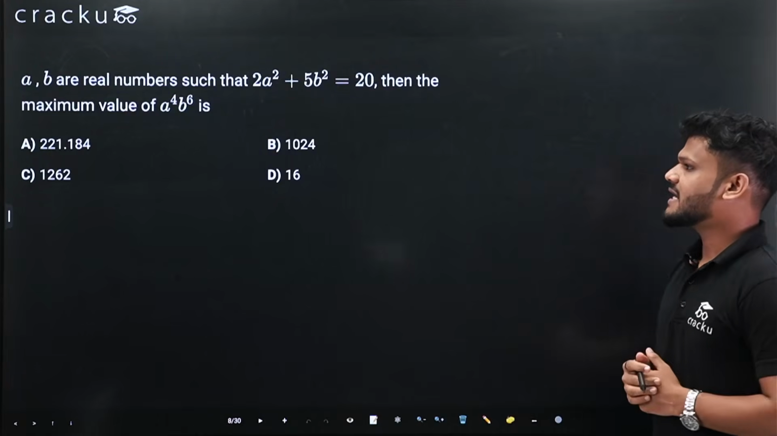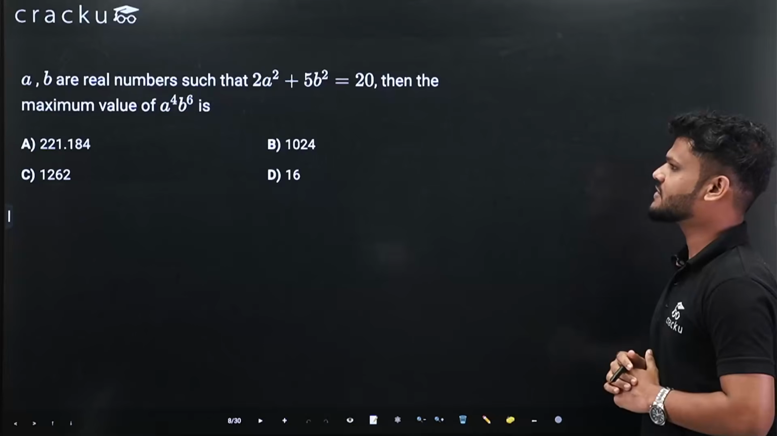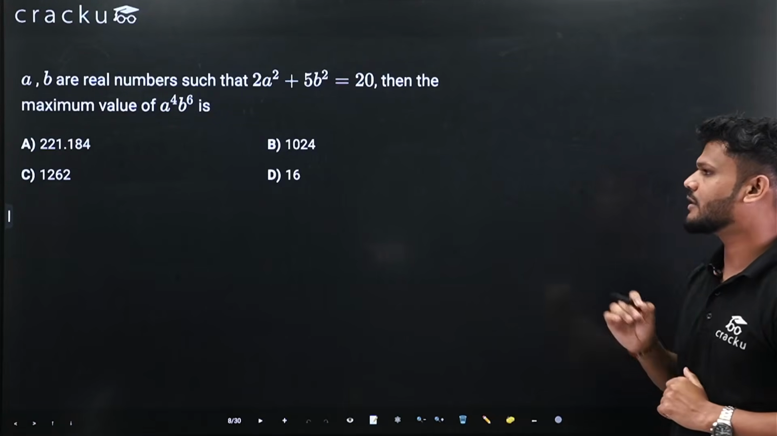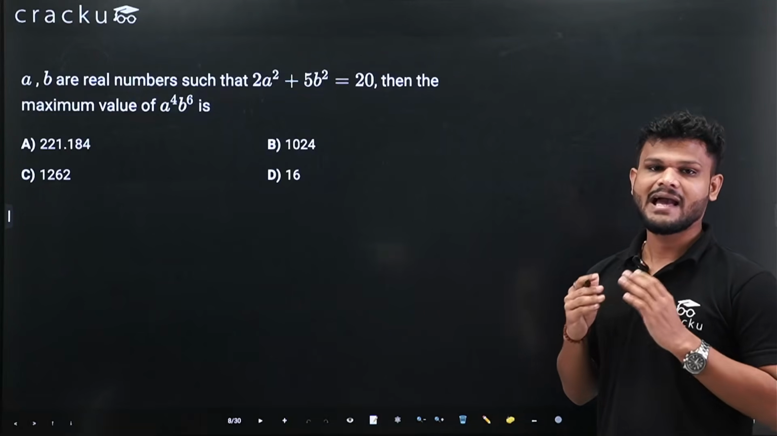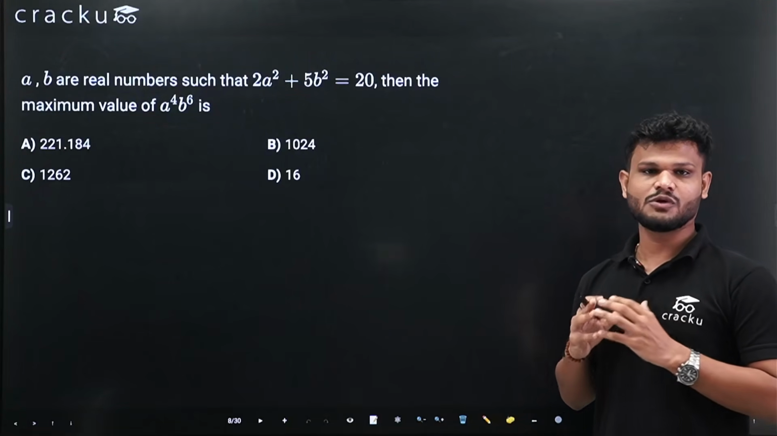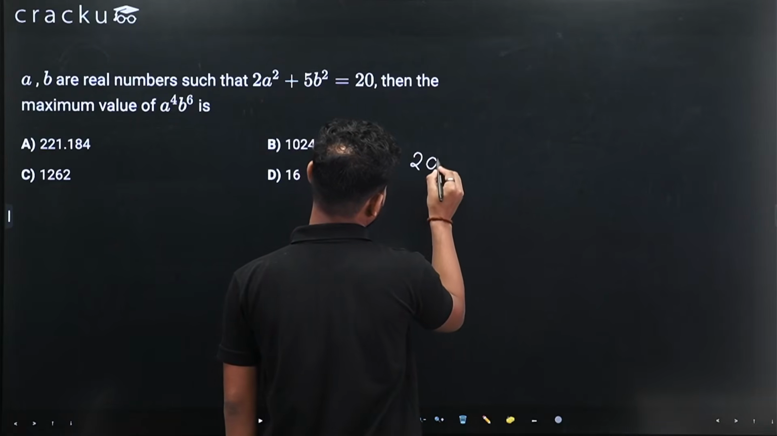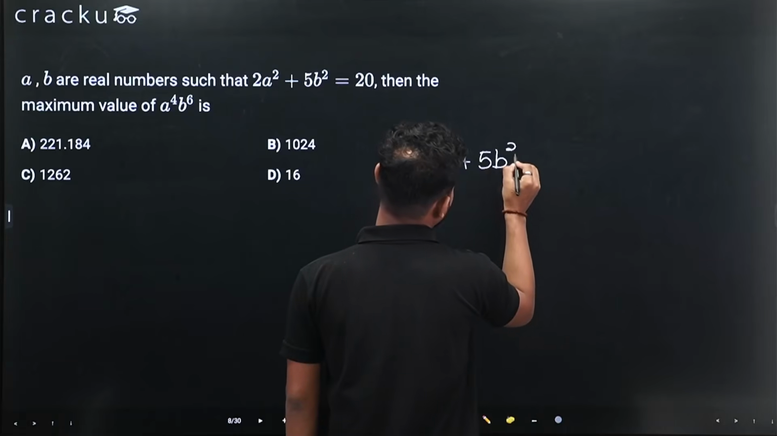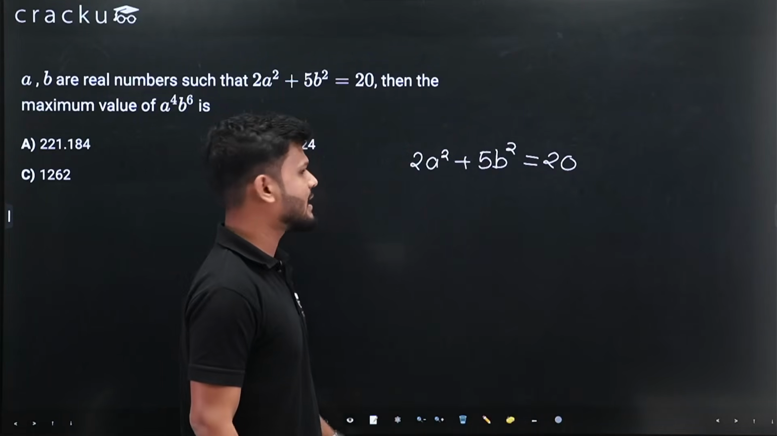In this question we are asked, A, B are real numbers such that 2A² + 5B² equal to 20, then the maximum value of A⁴B⁶ is what? Here you should apply the AM is greater than or equal to GM property. So here we are given 2A² + 5B² is equal to 20, correct?